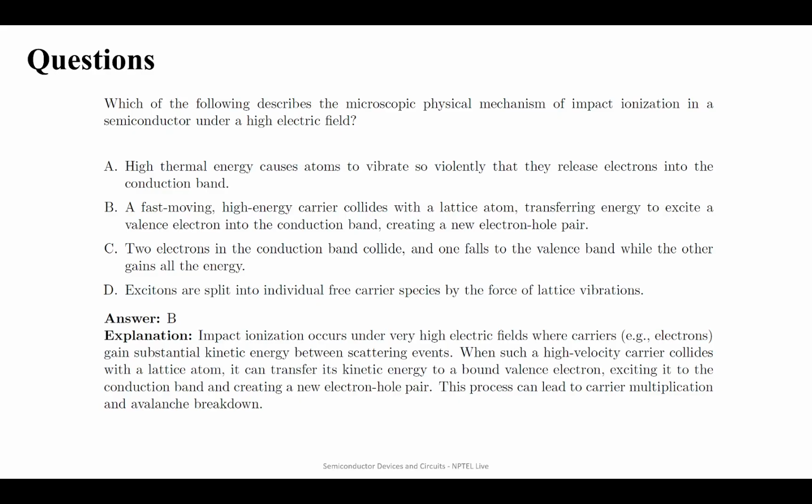So the answer is B. Impact ionization occurs under very high electric fields where carriers, that is electrons, gain substantial kinetic energy between scattering events. When such a high velocity carrier collides with a lattice atom, it can transfer its kinetic energy into a bound valence electron, exciting it to the conduction band and creating a new electron-hole pair. This process can lead to carrier multiplication and avalanche breakdown.